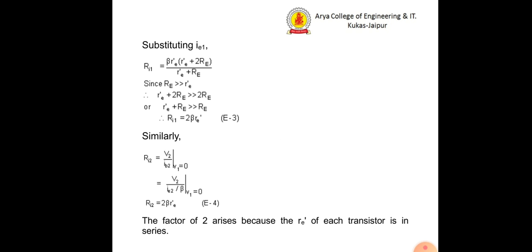Similarly, substituting the value of IE1 into the equation, we find that Ri1 is equal to twice beta Re dash. Similarly, we may find the value of the input impedance for the Q2 transistor, which is also equal to twice beta Re dash, since these two configurations have identical transistors.